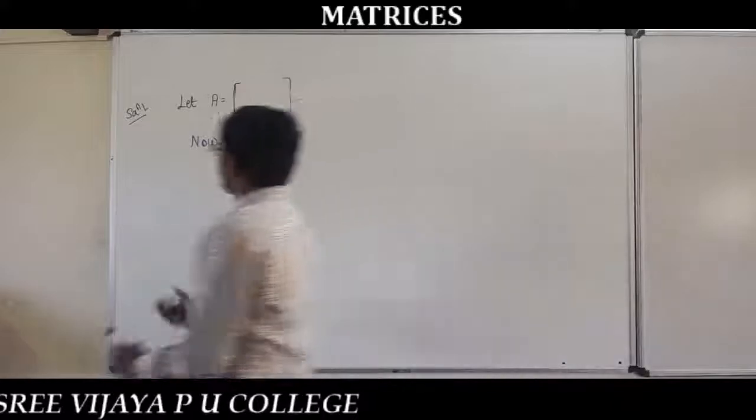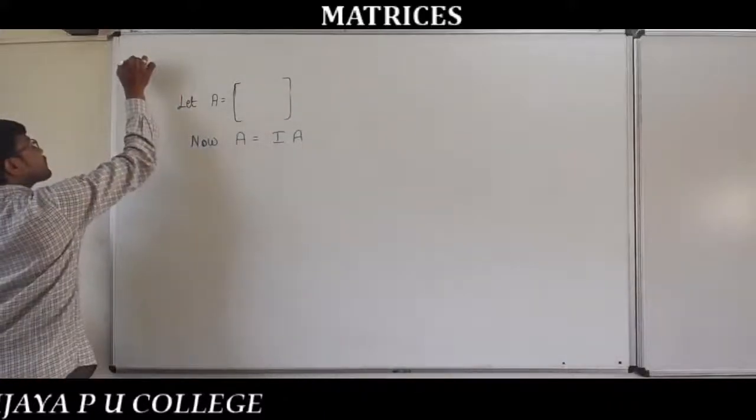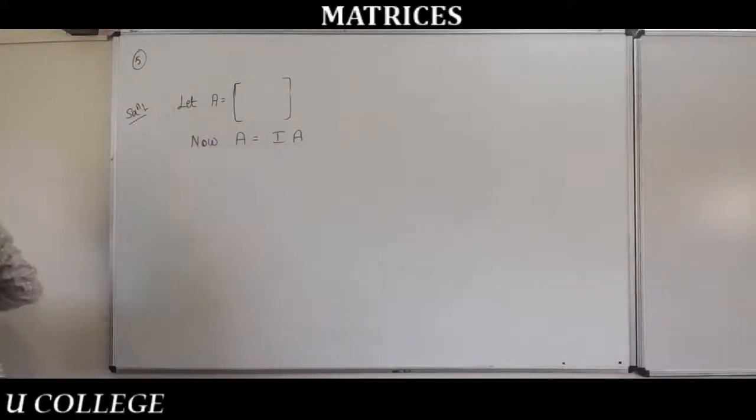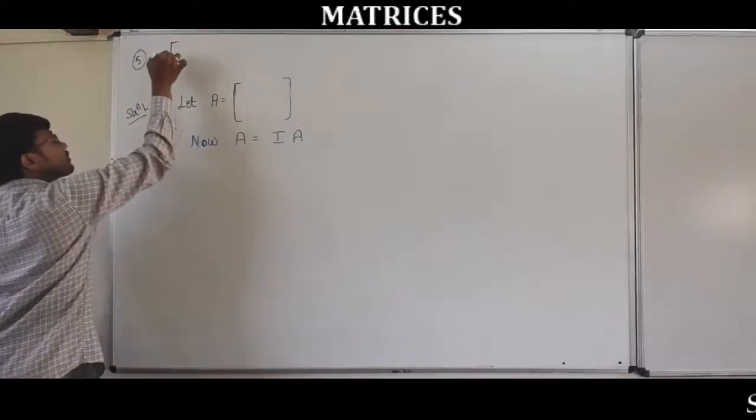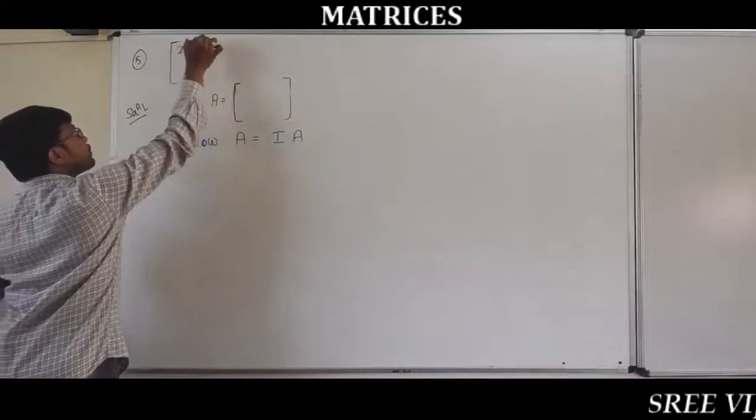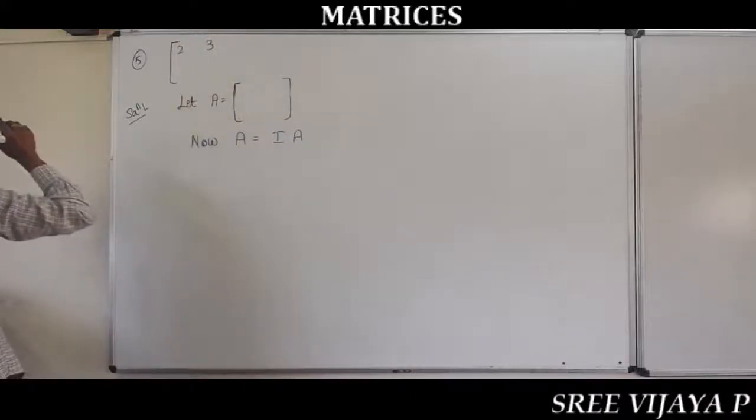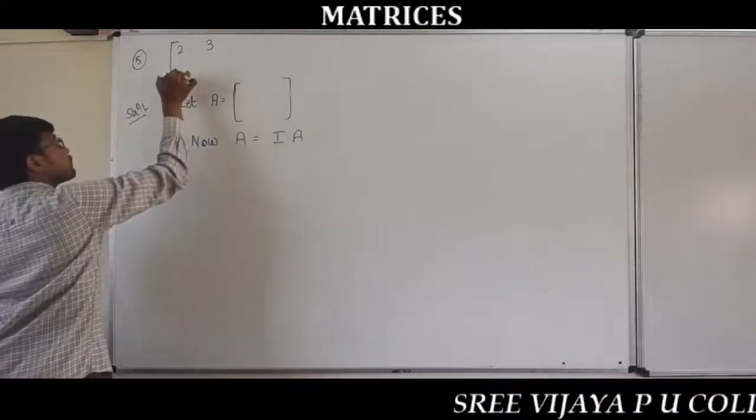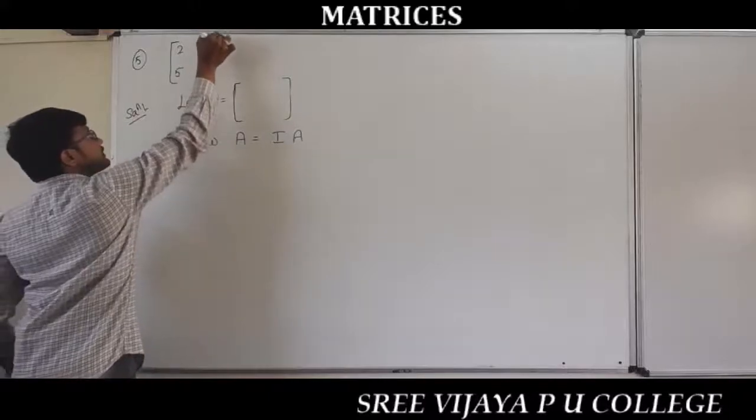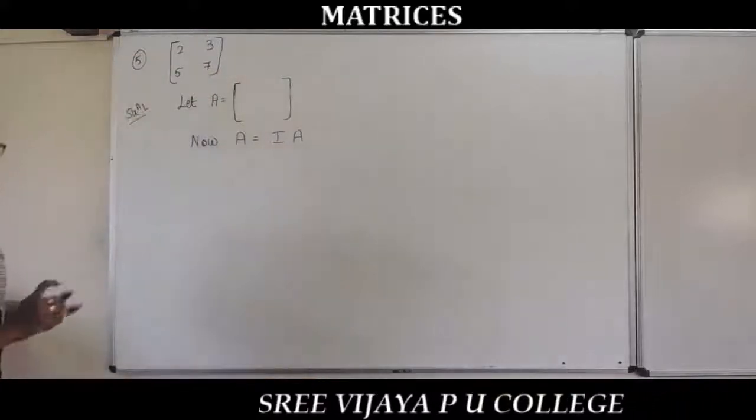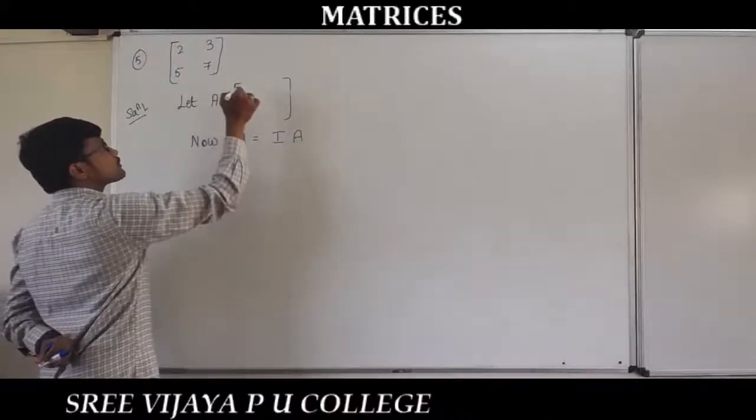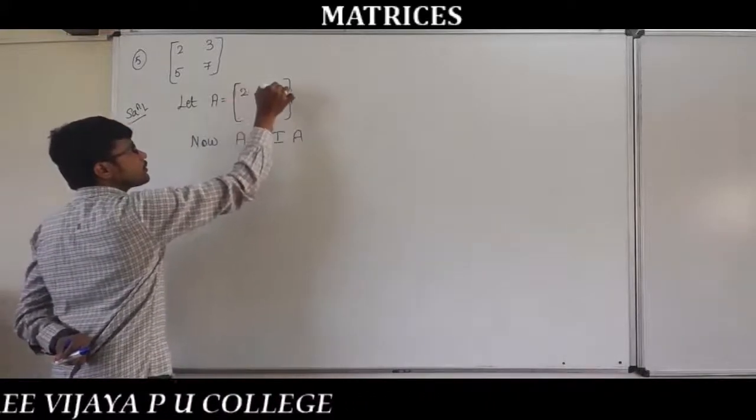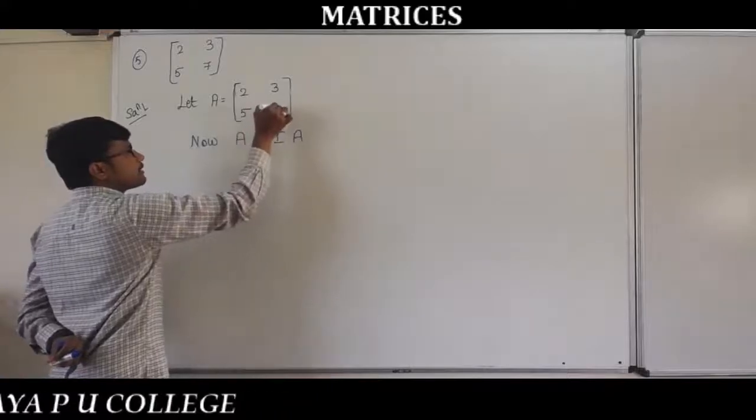So next, fifth one. 2, 3, 5, 7. Okay. So same. Let A be equal to the matrix 2, 3, 5, 7.